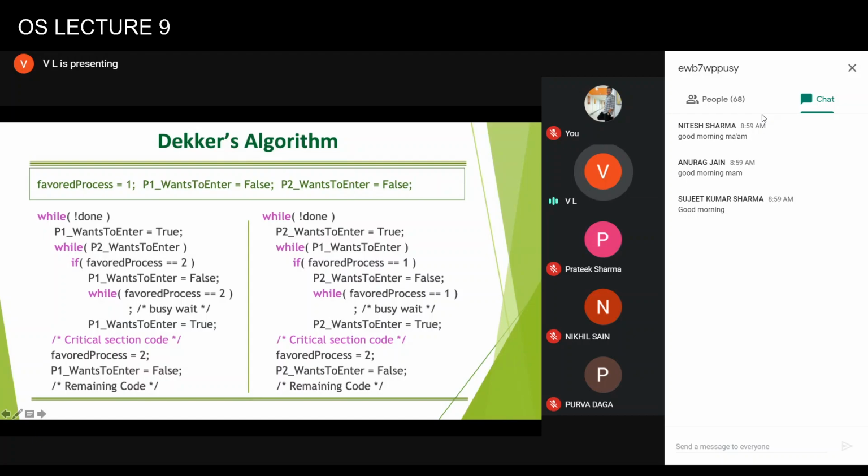So it is quite possible that both of them might be true, but ultimately when they are executing their while loop, favored process is having only a single value and both of them are trying to read it during this time. There's no write during this time. So because both of them are trying to read, naturally one of the processes would be able to break the loop and continue to the critical section. And then it will set the favored process in favor of the other process.